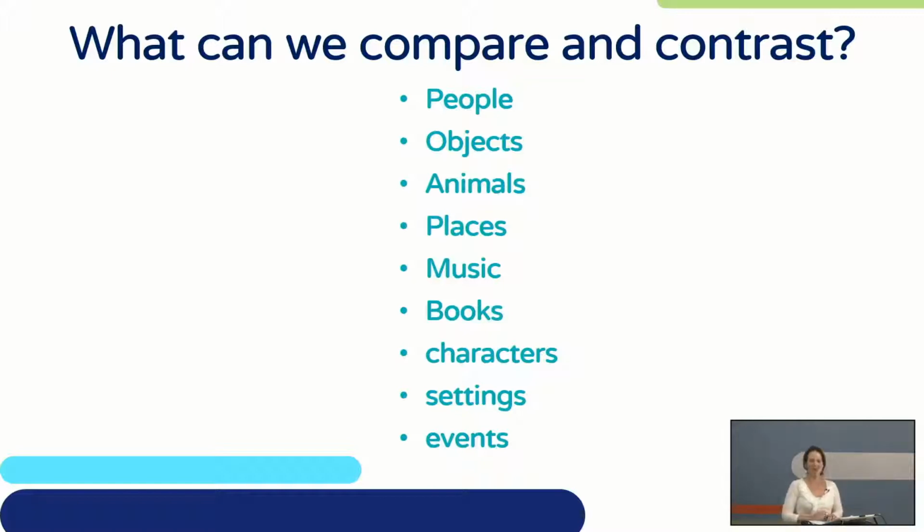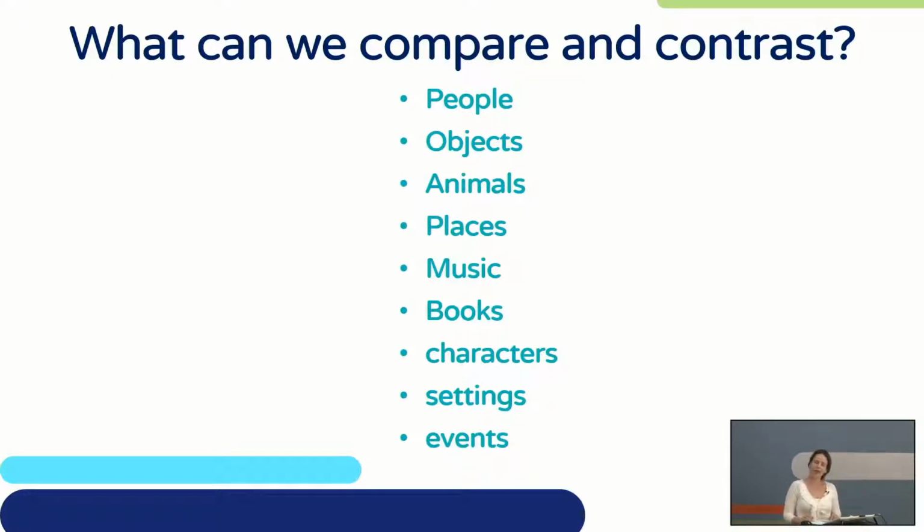The next thing we can compare and contrast are places. For example, we can compare Israel to America. How are they similar? Well, they're both countries. How are they different? In Israel, people speak Hebrew and Arabic. And in America, people speak English. So in that way, they're different. We can compare and contrast music. There are many different genres of music that you can say how they are similar or different to each other.